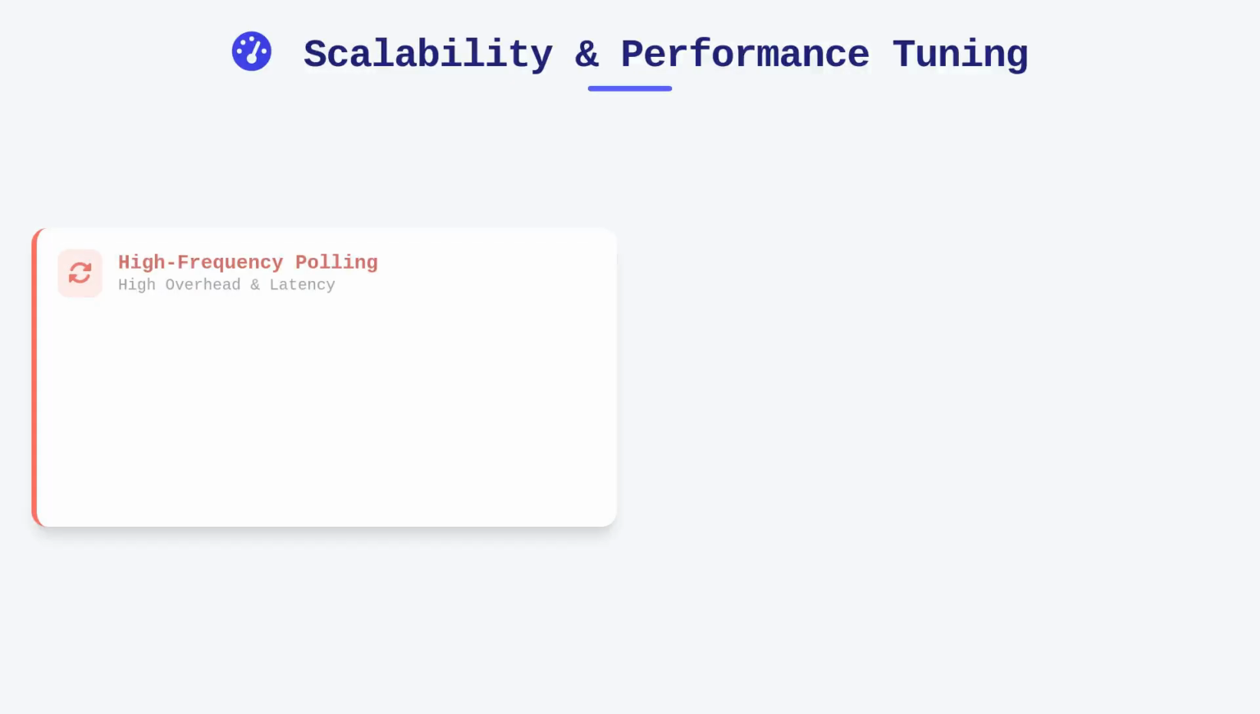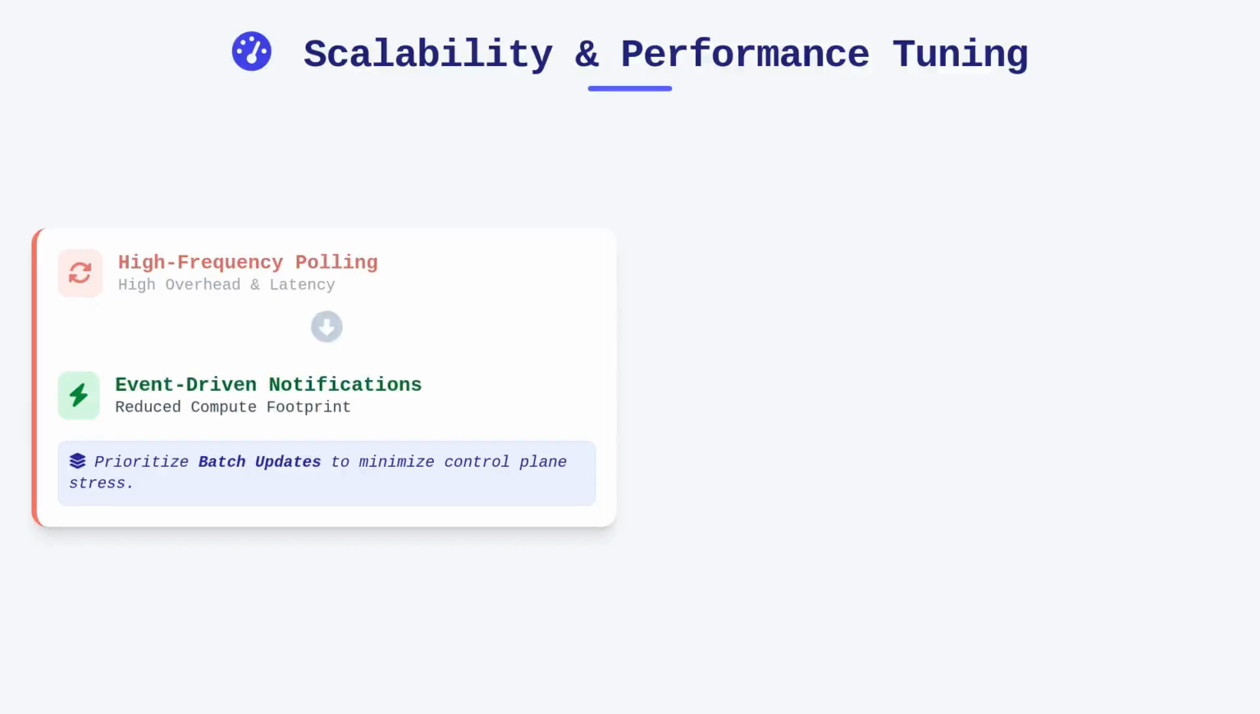Scalability limits and performance tuning in this context involve understanding the overhead of high-frequency polling versus event-driven notifications. In massive data centers, constant polling of API endpoints can introduce unnecessary latency into the control plane, potentially causing resource contention under high-stress conditions. Instead, we advocate for architectures that prioritize batch updates and event-driven triggers, which effectively reduce the compute footprint of your management software.